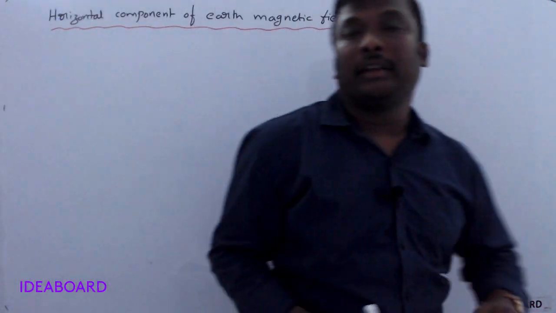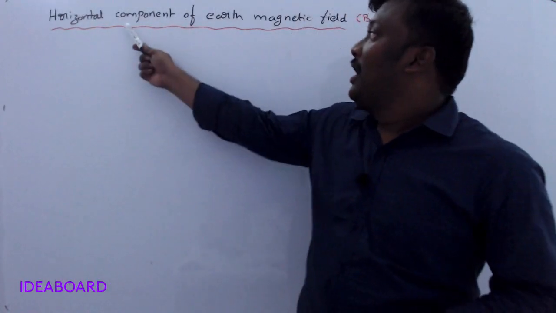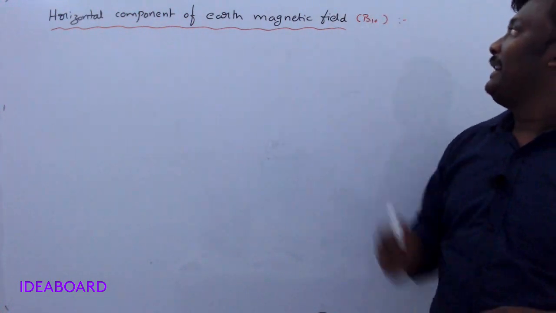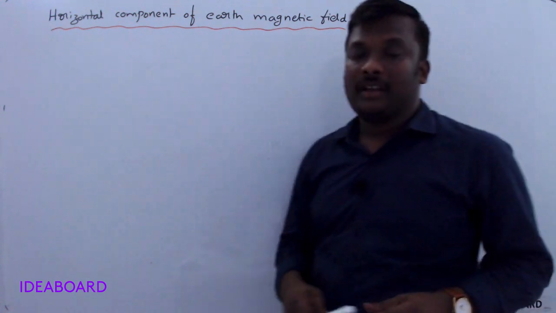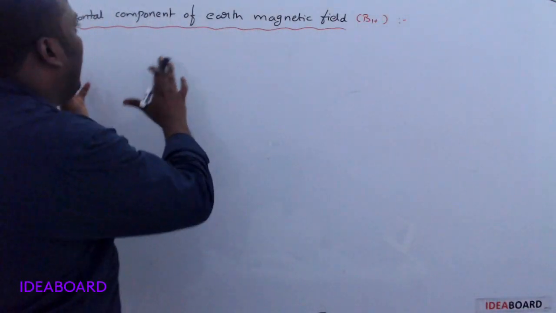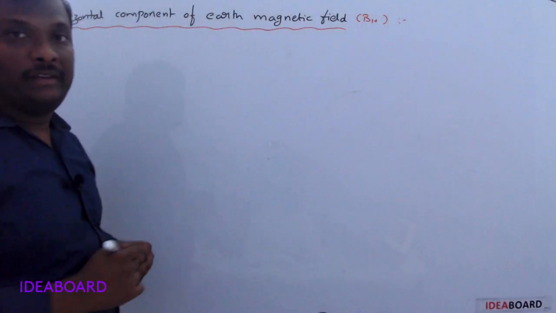Now the third element of the earth's magnetic field is the horizontal component of the earth's magnetic field. Its symbol is BH. So what is the horizontal component of the earth's magnetic field?